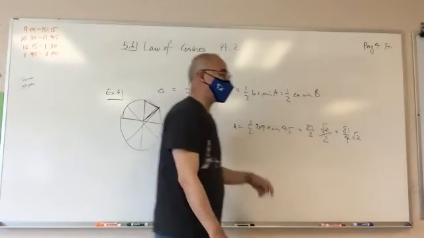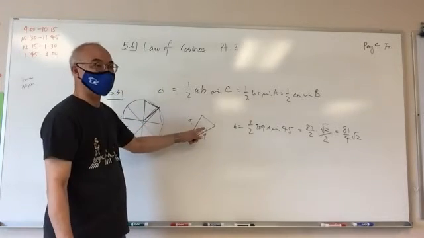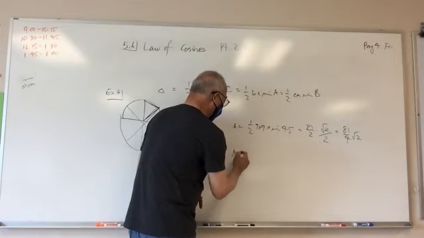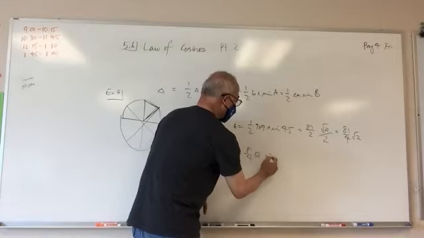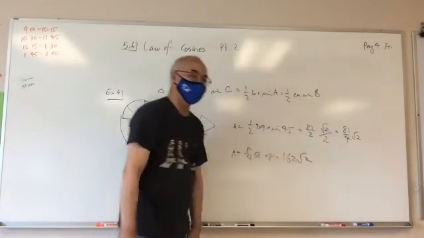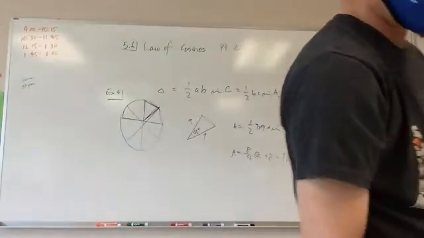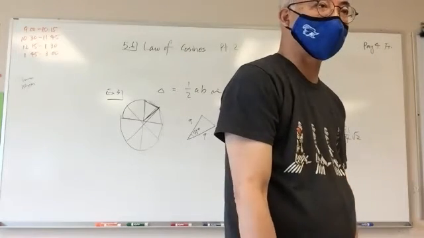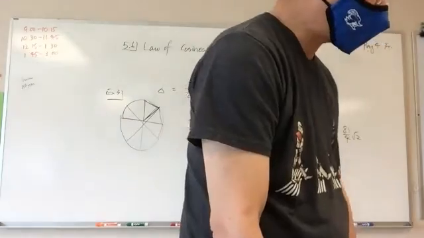Okay, and how many of these triangles do I have in the octagon? 8. So the total area of the octagon is going to be whatever I had here times 8, which is going to be 162 root 2. Okay, that little arc shape there, the shelving at the end, we're not worried about that. All they wanted to know was the area of the octagon.